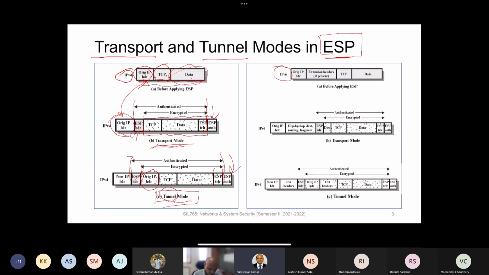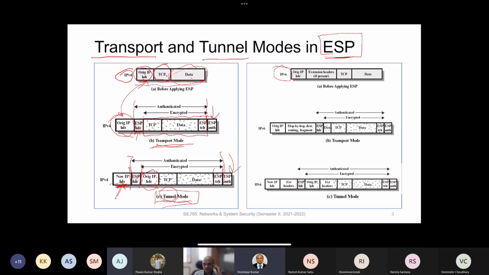Because the IP header is now encrypted, it is not useful for the networking infrastructure, switches and routers. So you have to add an IP header so that this packet is directed towards the destination, and therefore you need to add a new IP header. We discussed that in the last class as well. Any question related to what happens with an IPv4 packet in the tunnel mode of ESP?